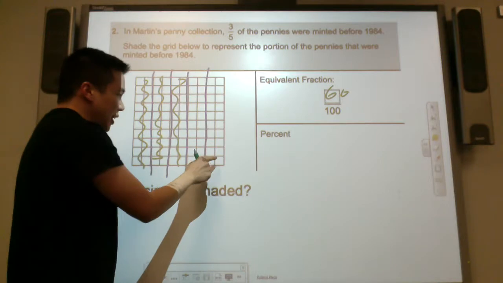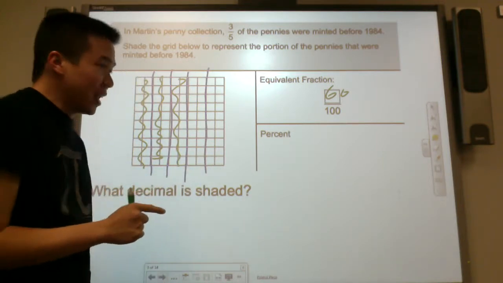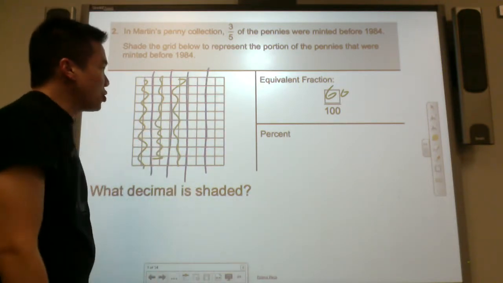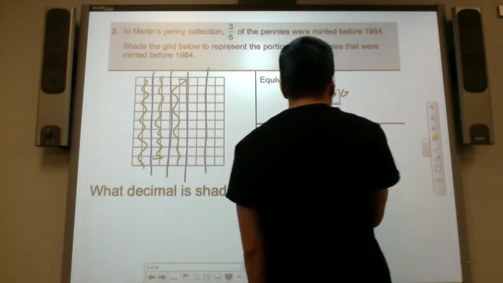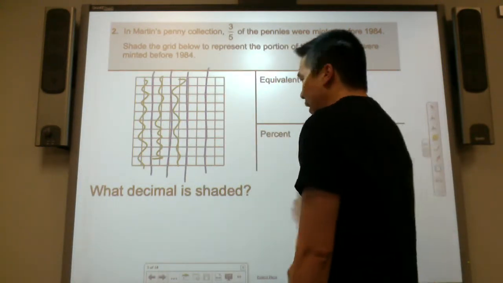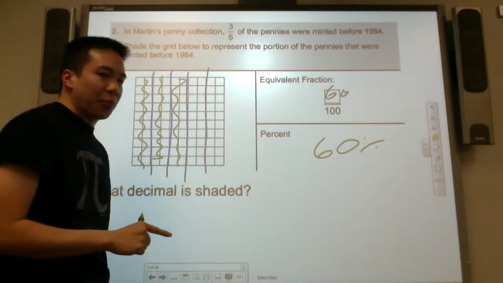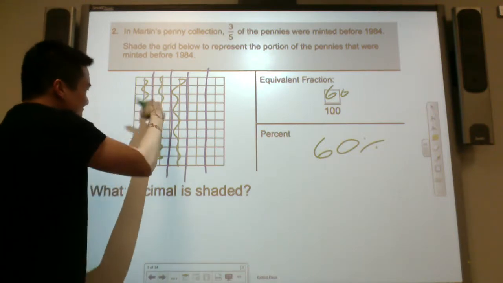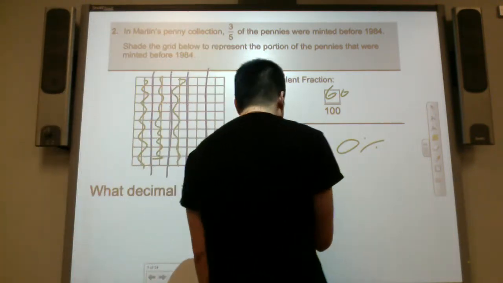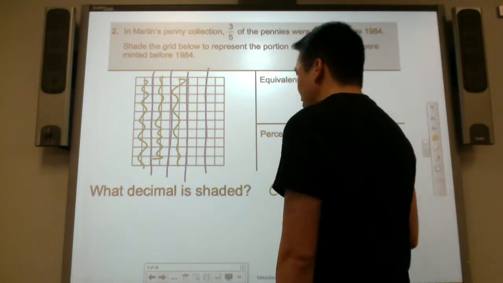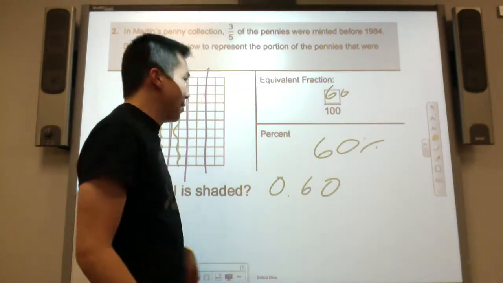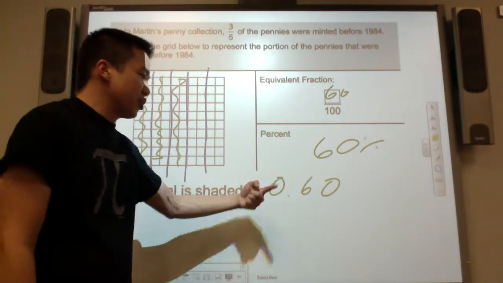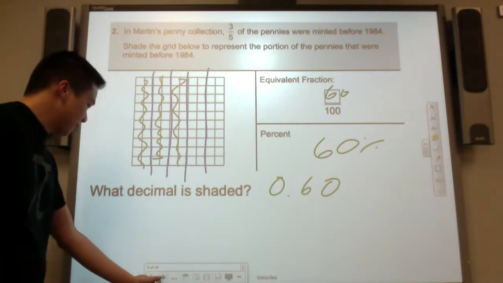If each one of these little squares represents a percent, and there are 100% in all, what percent were shaded? 60%. If each one of these little squares represents 1/100th, and I shaded 60 of them, it'll be 60 hundredths. So 60 hundredths is the same as saying 60%.